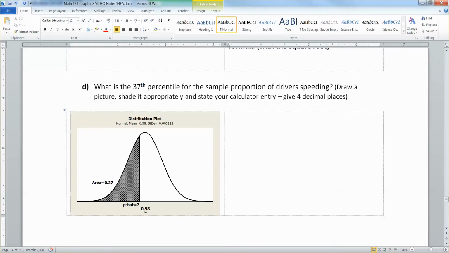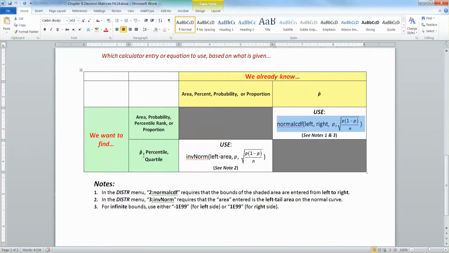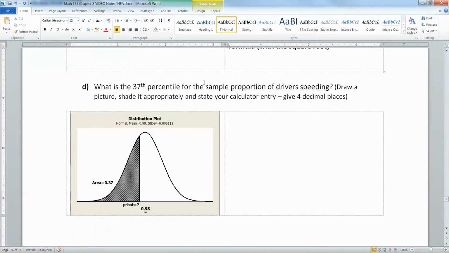Again, let me look at the decision matrix. I'm looking for a percentile. I want to find a percentile, so I'm going to be using inverse norm. And again, I'll put those in the notes. So I want to use inverse norm. And if you're watching it in the fall of 2014, I sent them via email to students.